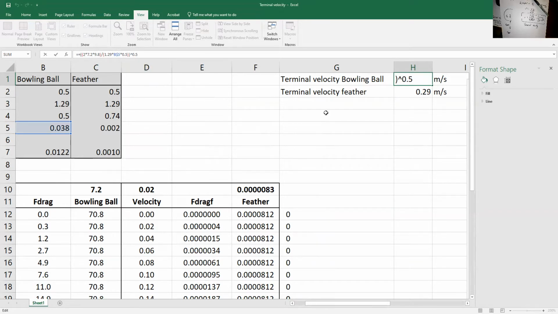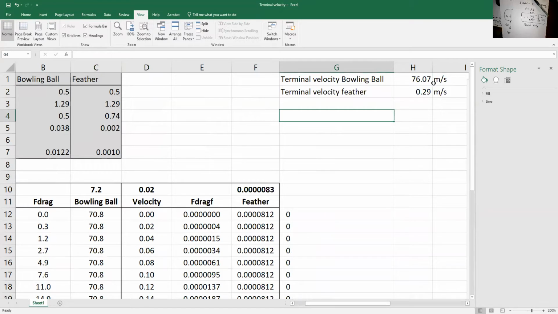And I took the square root of all that. And I got 76.07 meters per second. That would be, from that equation, the terminal velocity. That'd be the velocity at which the drag force is equivalent to the force due to gravity. All right, 76, how fast is that? Ooh, that's fast. That's over 150 miles per hour, 162-ish miles per hour.